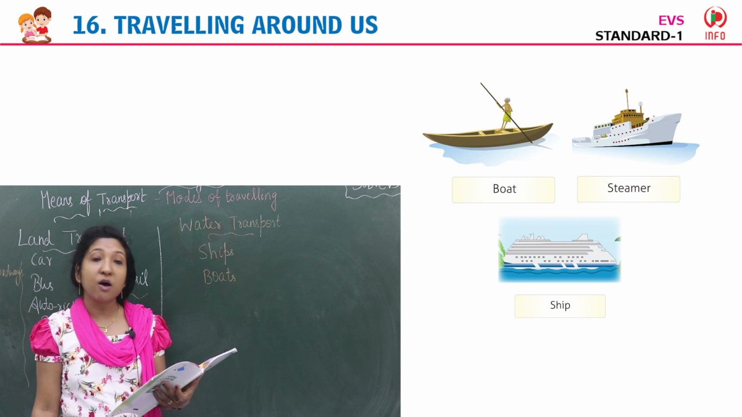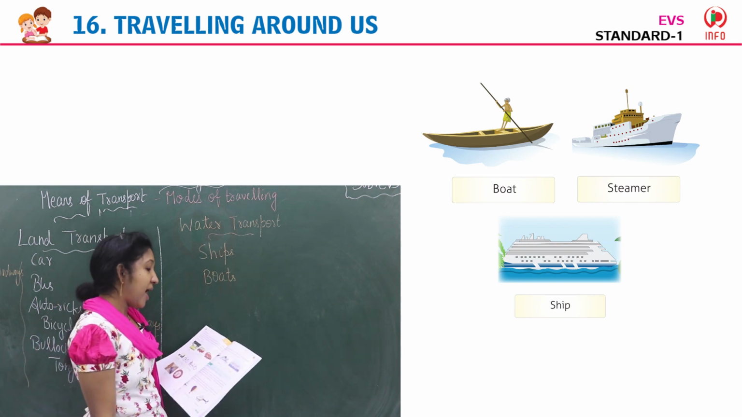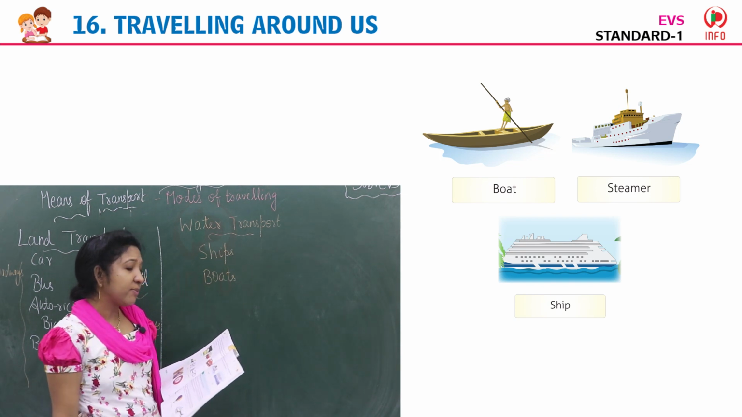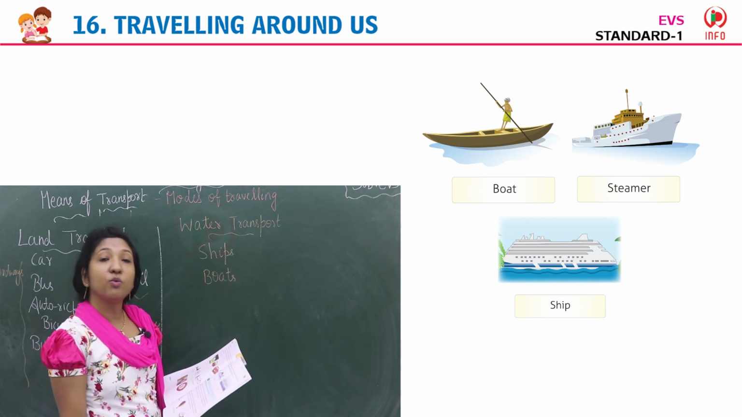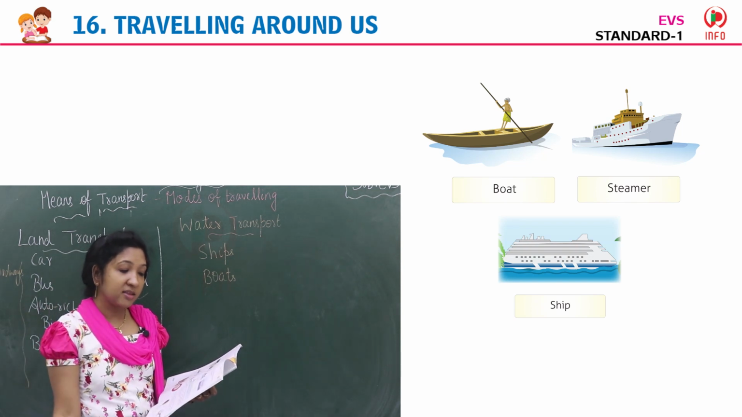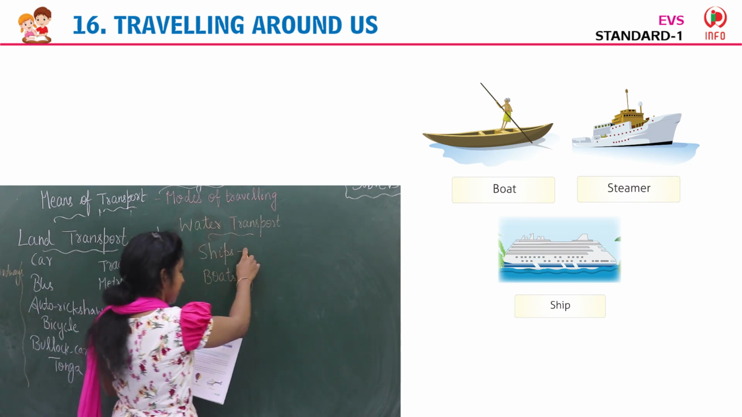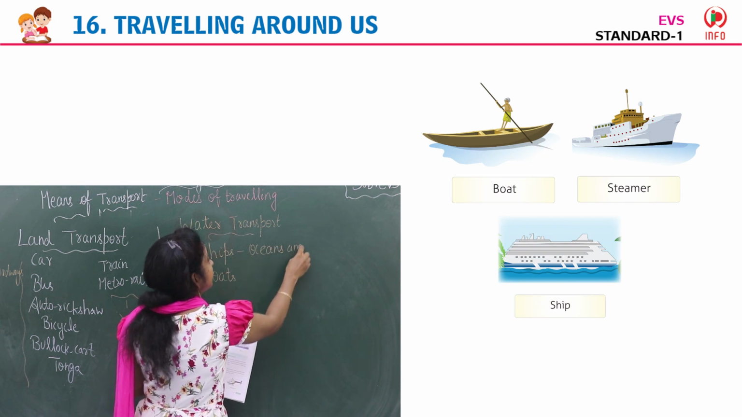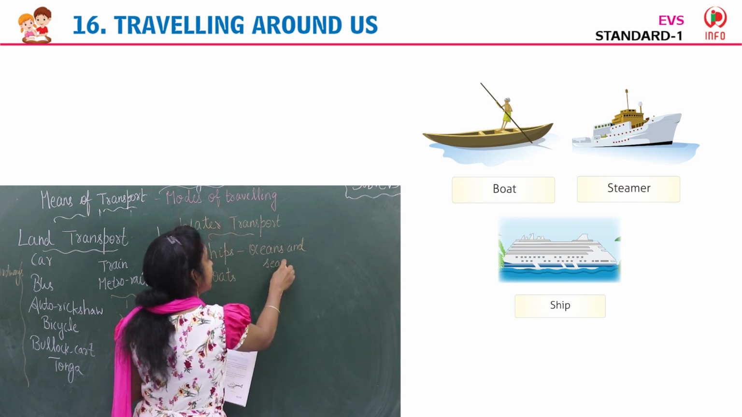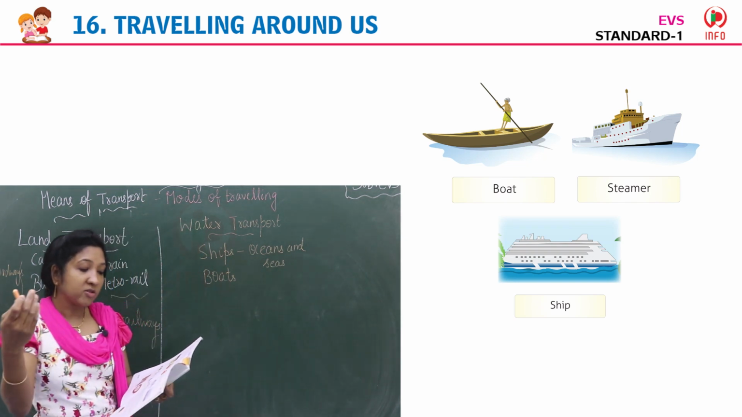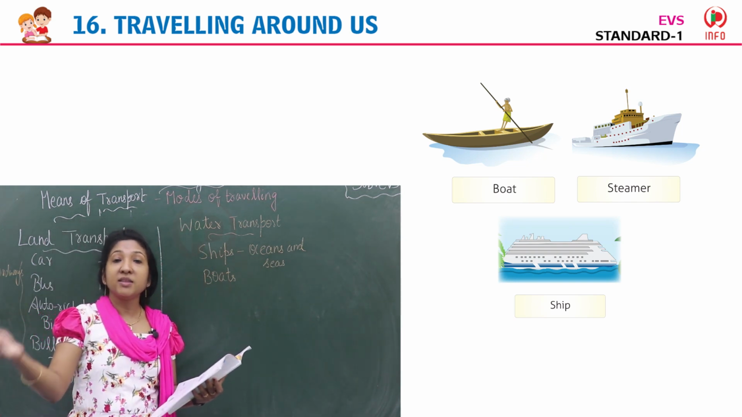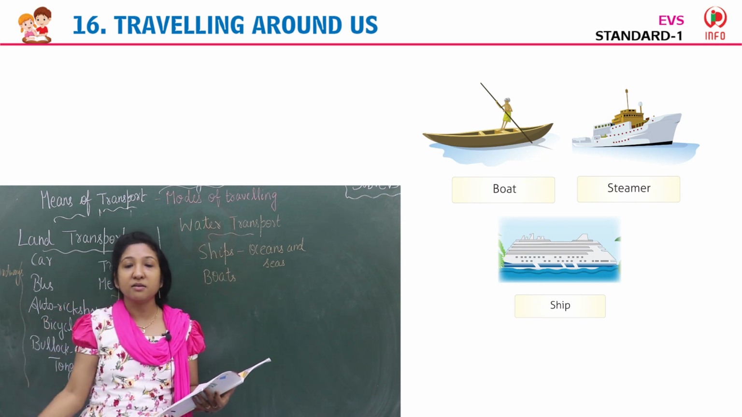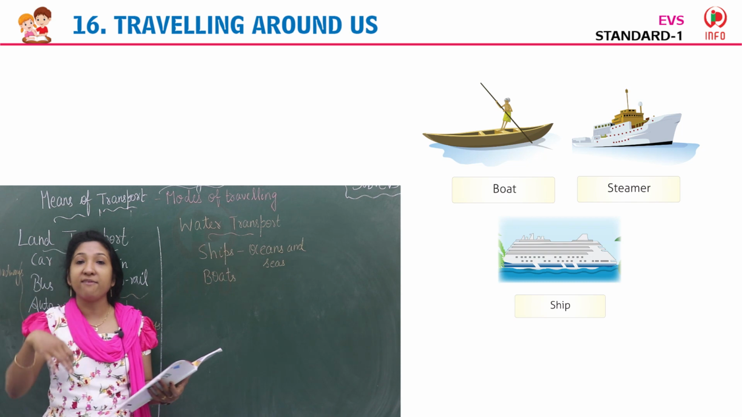Ships sail in the oceans and seas, carrying all types of goods from one part of the world to another. They transport goods from one part of the world to another, means across the country they travel.